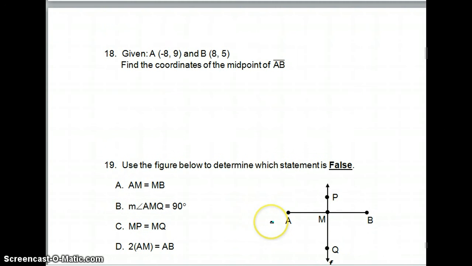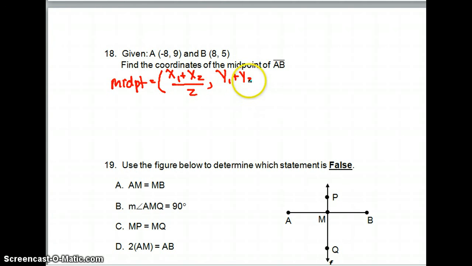Alright, 18. We're given A and B. We want to find the coordinates of the midpoint. Well, the midpoint formula is x1 plus x2 over 2, y1 plus y2 divided by 2. That's going to give us the average x and the average y. So that's going to equal negative 8 plus 8 over 2.